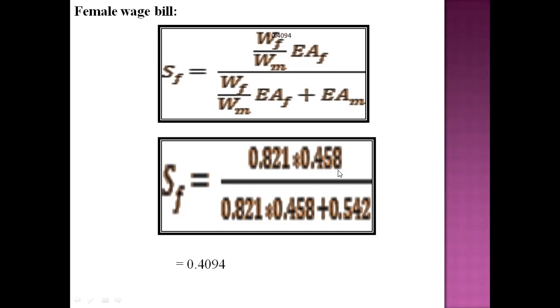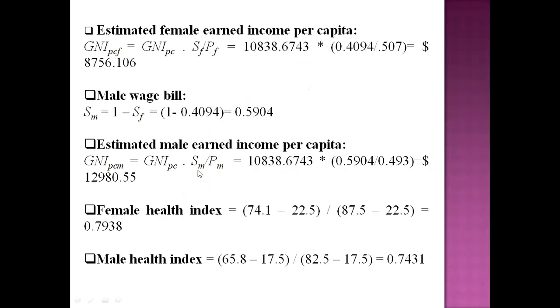Similarly, divided by WF over WM times EF, the same as the numerator, plus 0.542, which is the economically active male population. The value is 0.4094, and this value defines the female share of the wage bill. Then we will calculate the male share as well.